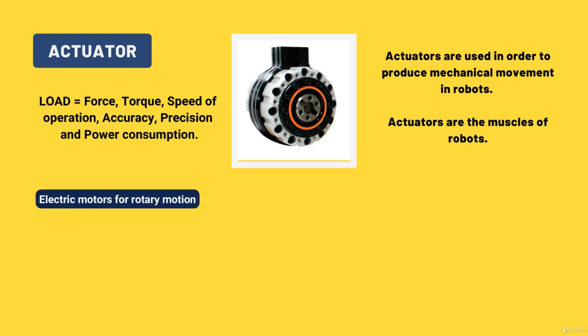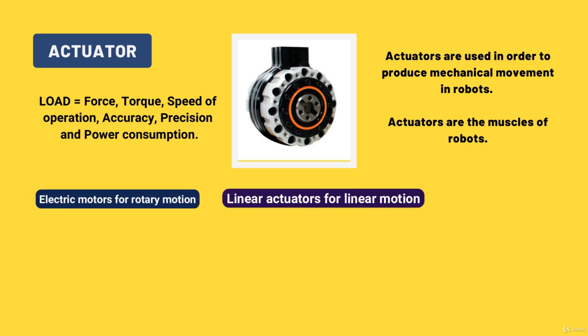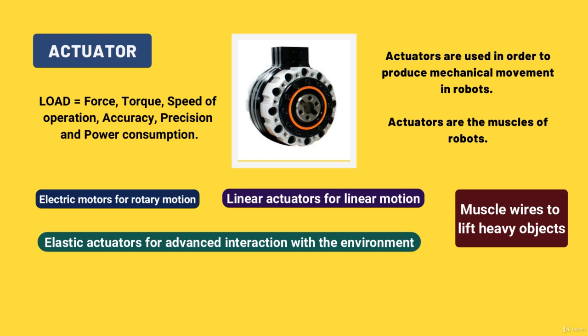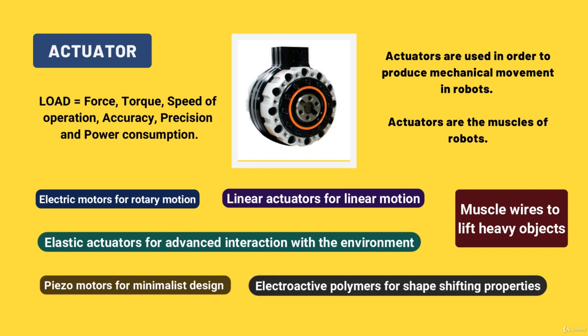We have electric motors for rotary motion, linear actuators for linear motion, which can be pneumatic, hydraulic, or electric, elastic actuators for advanced interaction with the environment, muscle wire having shape memory alloy to lift heavy objects, piezo motors for minimalist design and ability to exert a large displacement with a low driving voltage, electroactive polymers for shape shifting properties in response to electrical stimuli, and lastly, elastic nanotubes for nanorobotic applications.